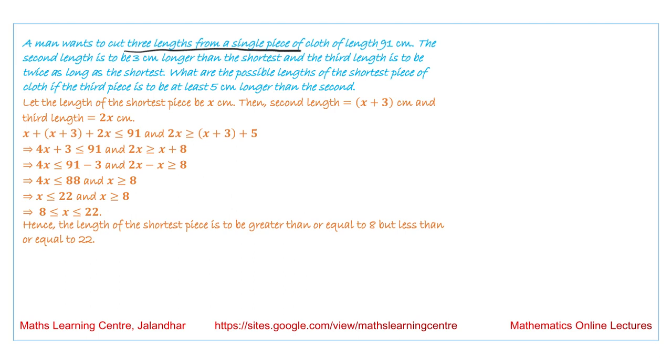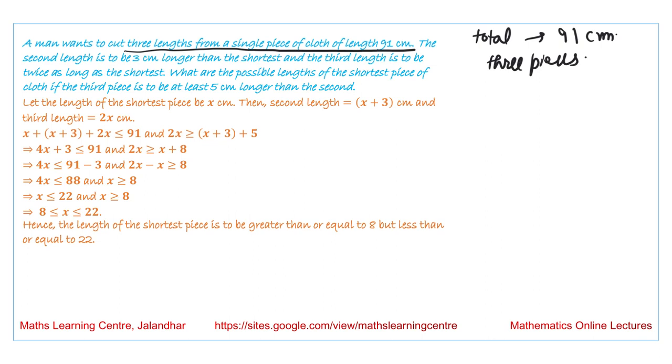Next is: a man wants to cut 3 lengths of a single piece of cloth of length 91 centimeter. So the total length we have is 91 centimeter. And how many pieces does he want to cut? He wants to cut 3 pieces.